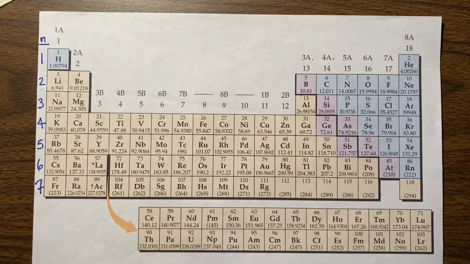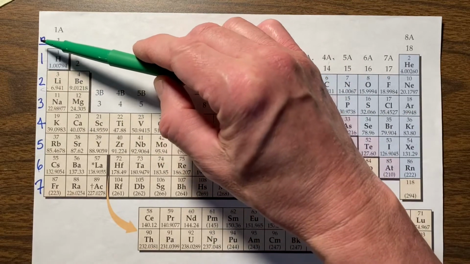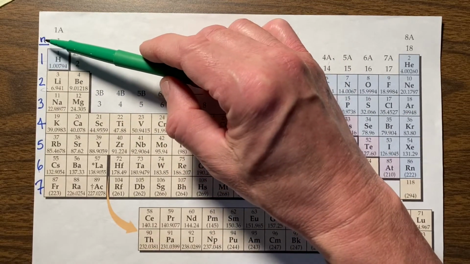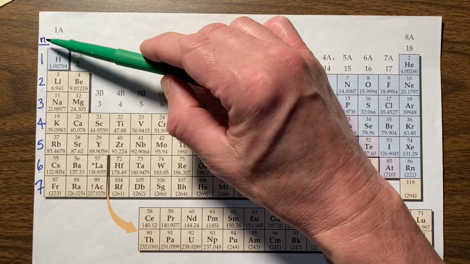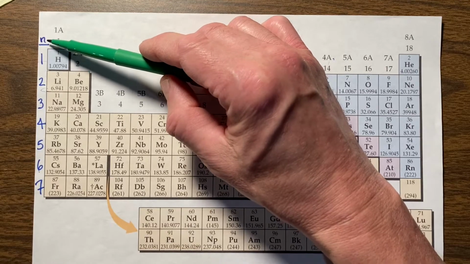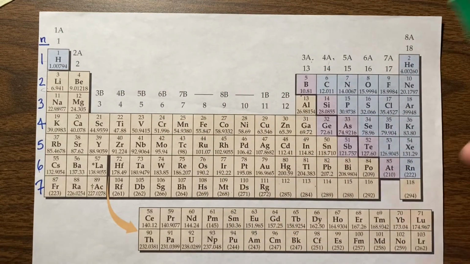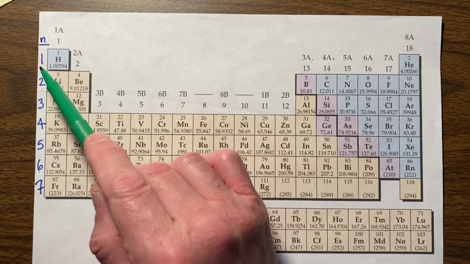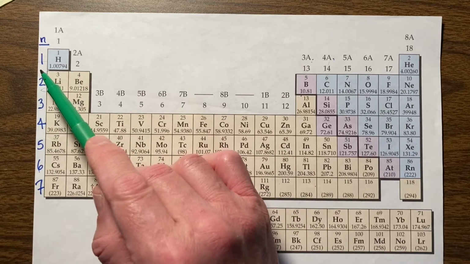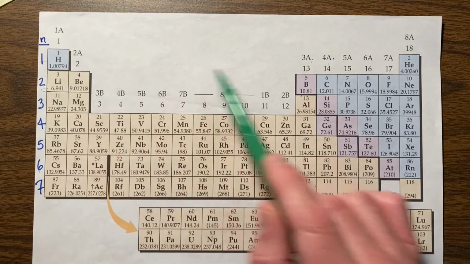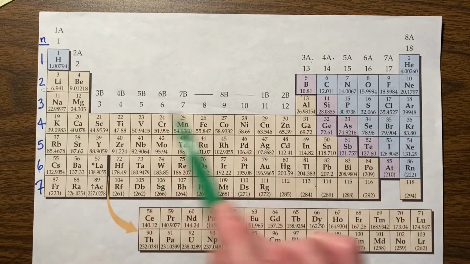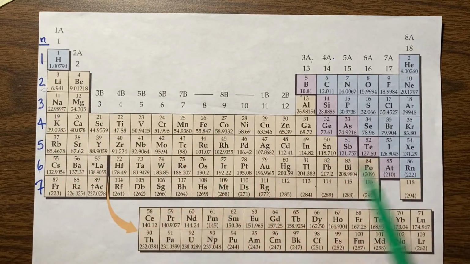Now, you also have these things called periods, and over here I've numbered the periods with this letter N, and when we get into some chapters coming up, you'll understand what N means. For now, just understand that it describes the size of the atom. So we call this row 1, row 2, row 3, row 4, row 5, and so on.